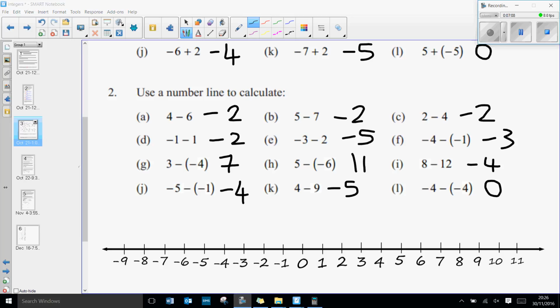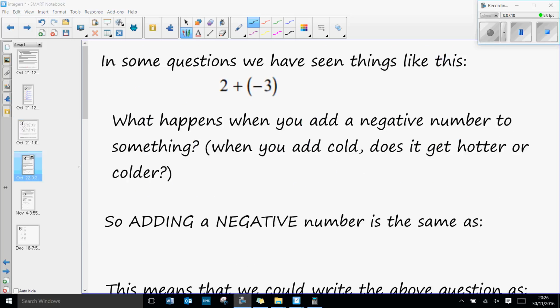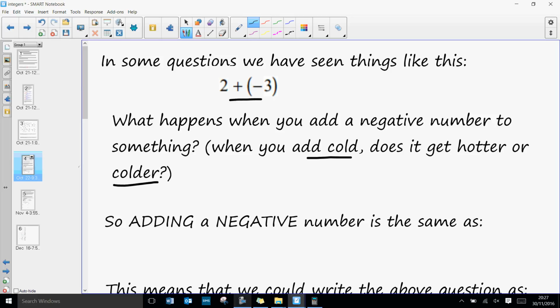Okay, and on to the next page. So in some questions we've seen things like this. So we've got 2 plus -3. So what happens when you add a negative number to something? In other words, we're adding cold. We know that our value is going to get colder. In other words, when we're adding a negative number, we end up subtracting the value.